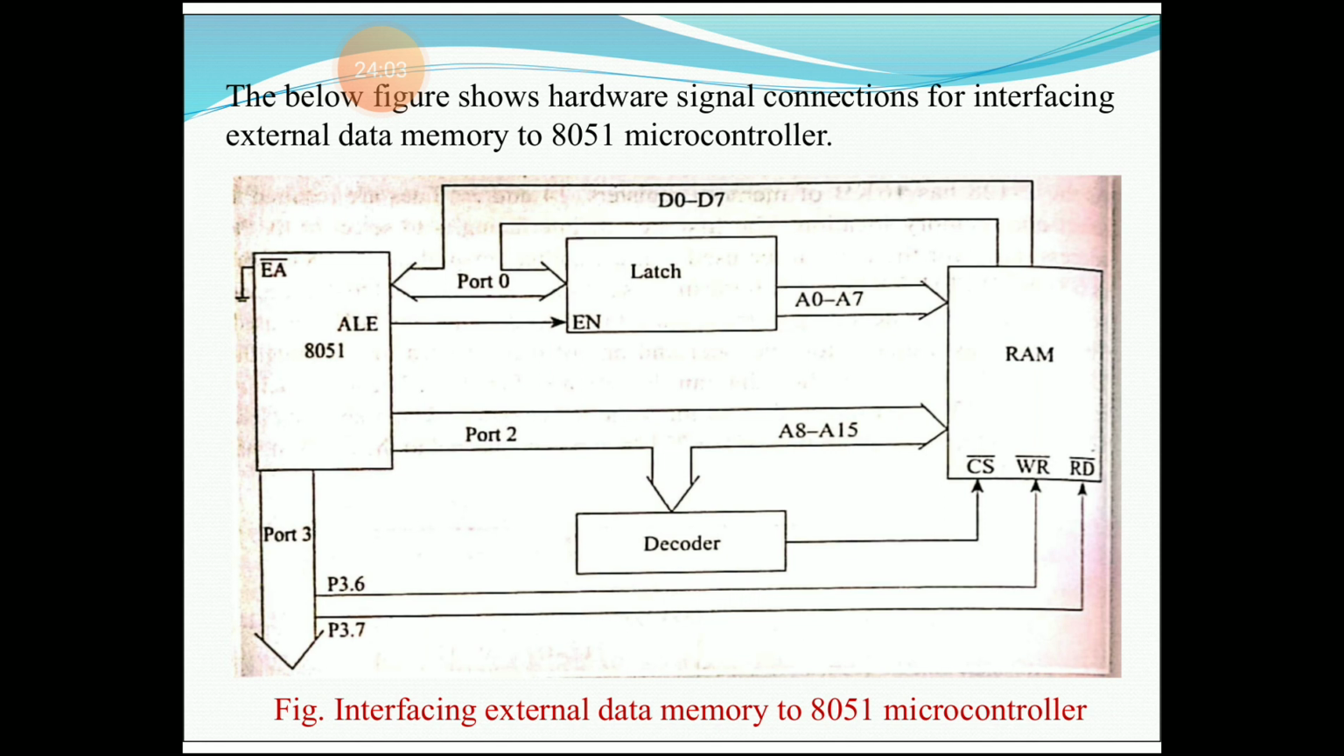So this logic diagram is used to interface external data memory with the microcontroller. EA bar is always connected to 0. If EA bar is connected to 0, then only the controller can access the data from external memory. If EA bar is connected to logic 1, the controller can access the data from internal memory.